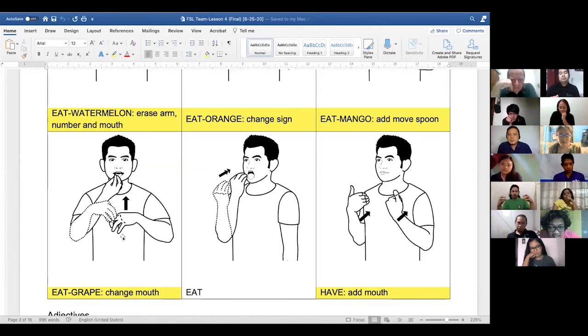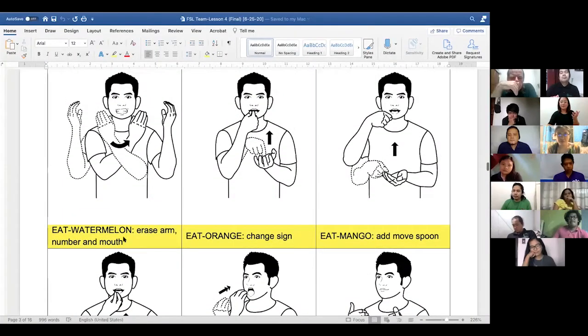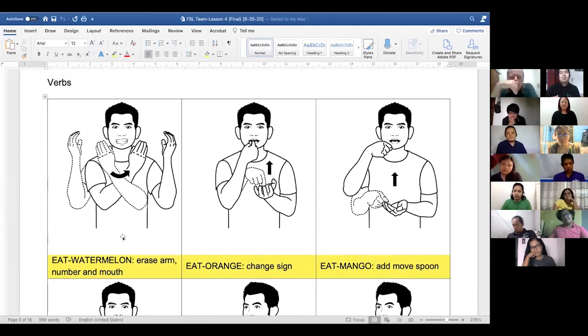So grape is pull it out, put it in. Pull it out, put it in. Now, okay. So how would you sign he ate grapes?